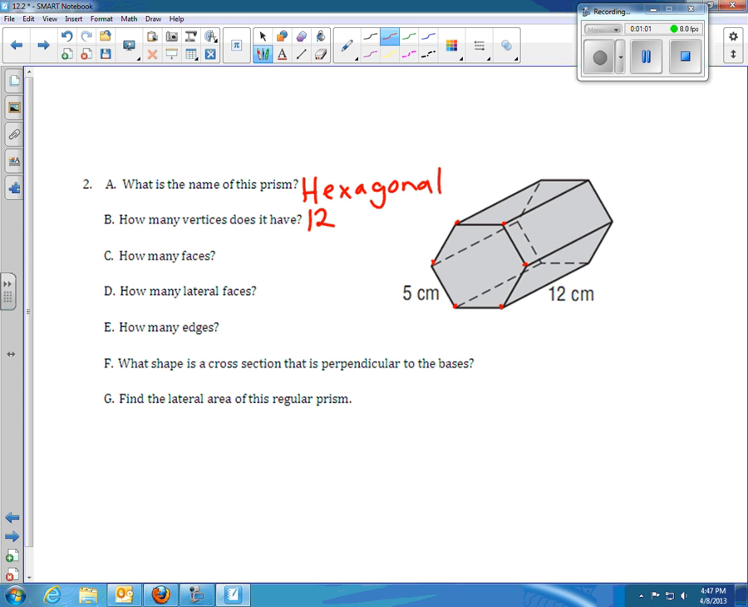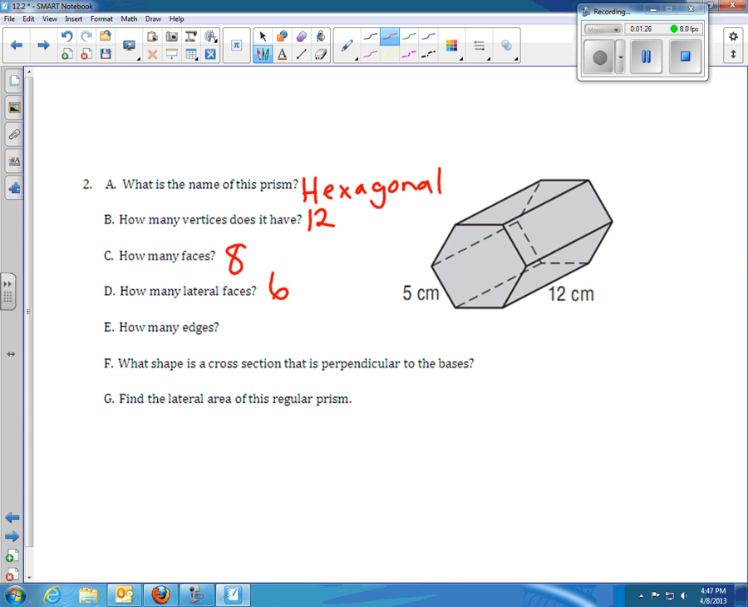How many faces? This isn't just lateral faces or just base faces. This is all the faces. So there's the 2 bases. And then if you go ahead and count, we have 1, 2, 3, 4, 5, and 6. So that gives us 8 total faces. And we just talked about there's 2 bases. And if there's 8 total, if we subtract those 2 base faces, there are 6 lateral faces.